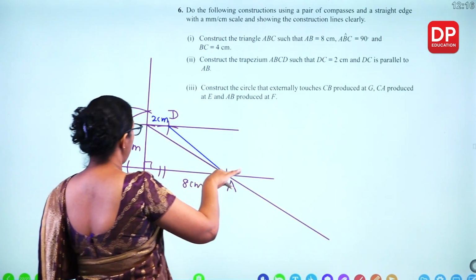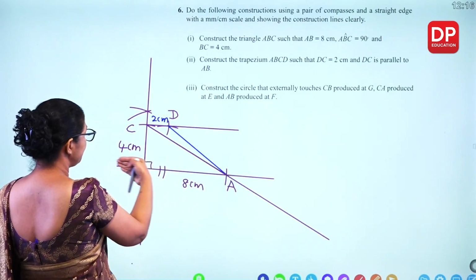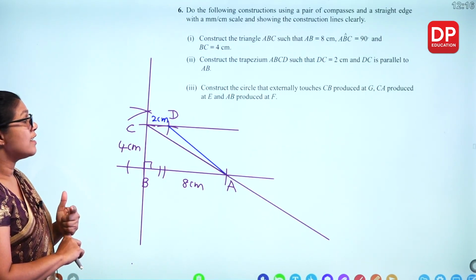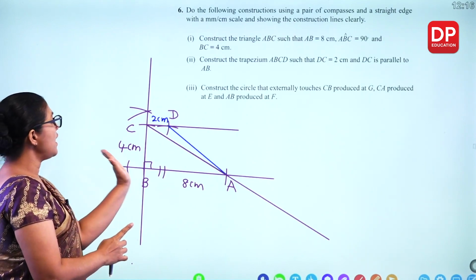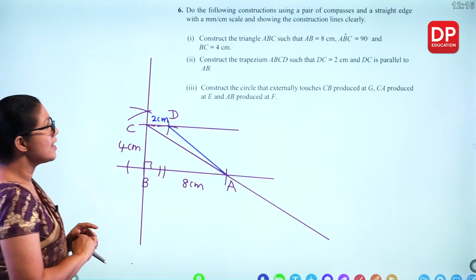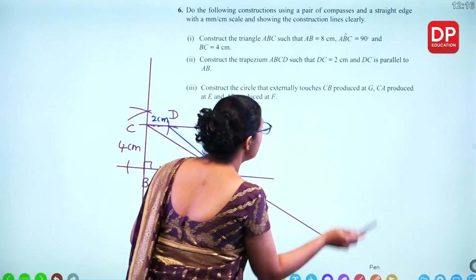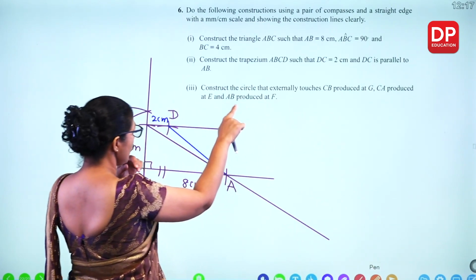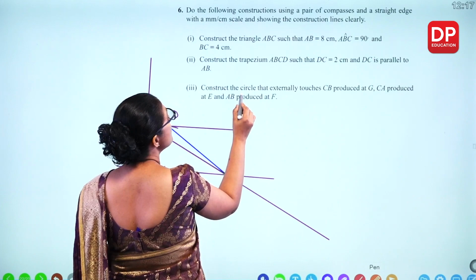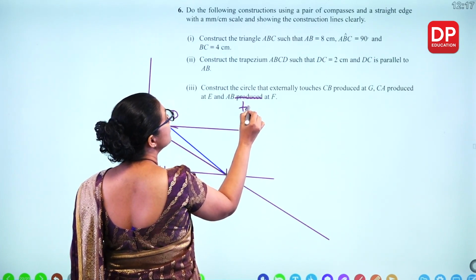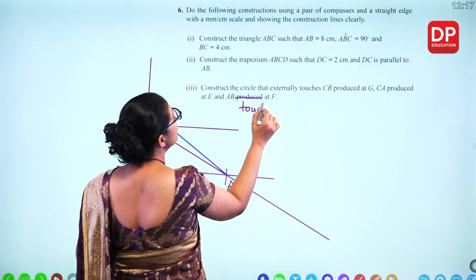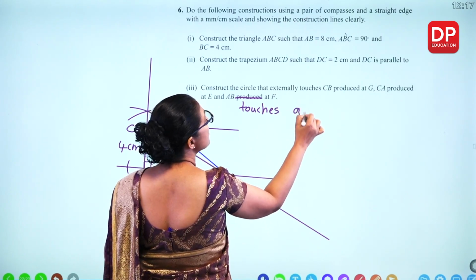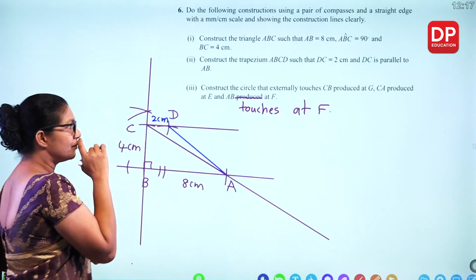When you do AB produced, you get this way. So here, can we draw a circle with all extended lines? We can't. So this is an error when translating Sinhala to English. This should be not AB produced, AB touches. Touches at F. Touches outside.